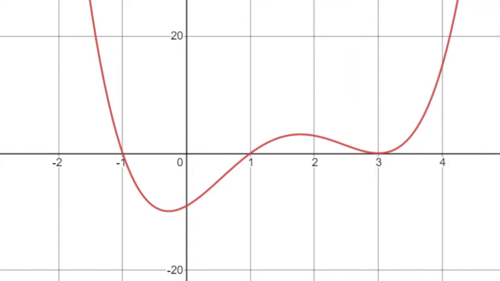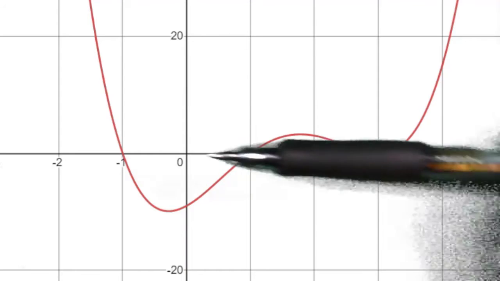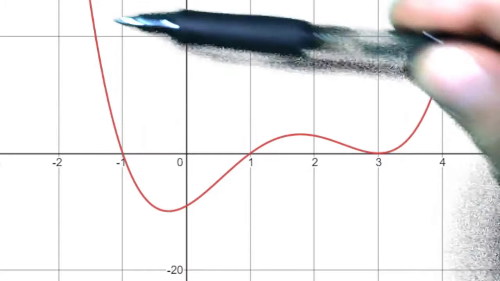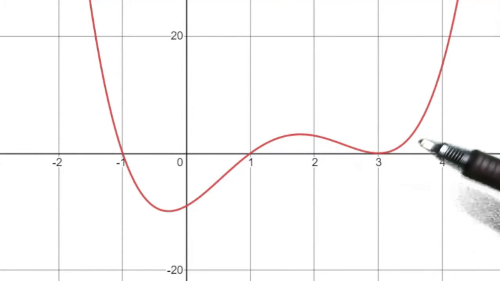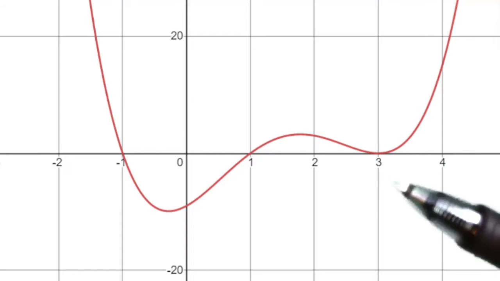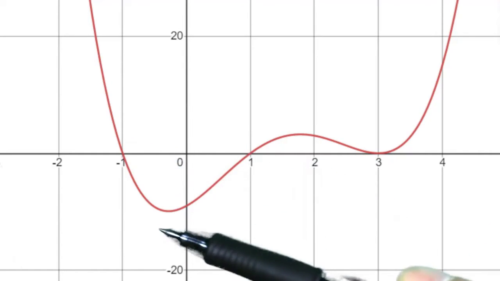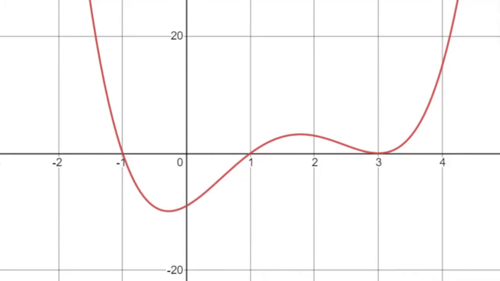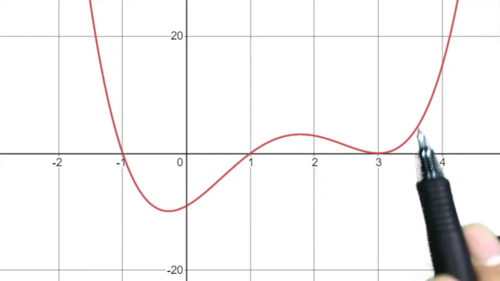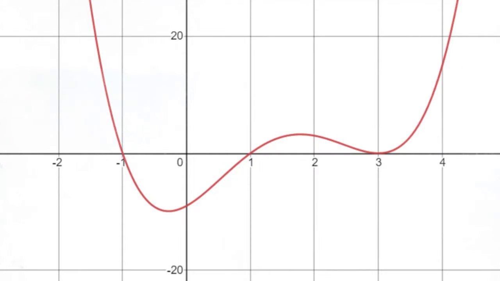Here is the graph of a polynomial. Now, if I wanted to know where this polynomial was positive, I'll be looking for where the graph is above the x-axis. This is where it's positive. If I wanted to know where it was negative, I'd be looking for where the graph was below the x-axis, over here. Now, polynomials are continuous functions. What that means is that the curve can be drawn without lifting the pen from the paper. I can draw the entire polynomial without ever lifting my pen off the paper.